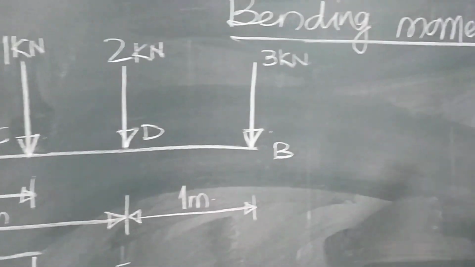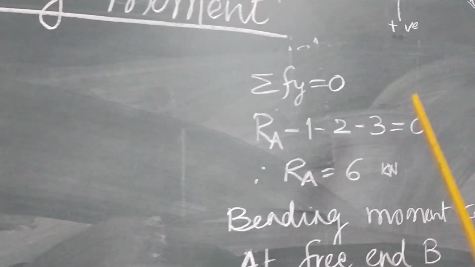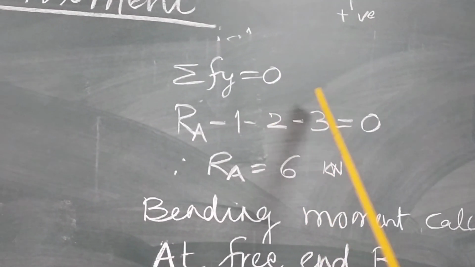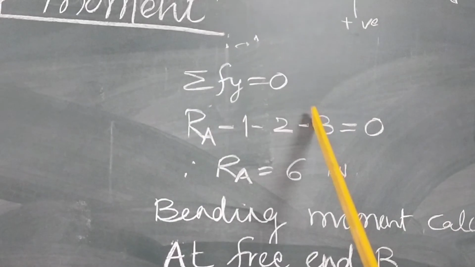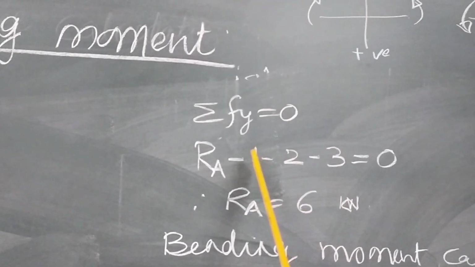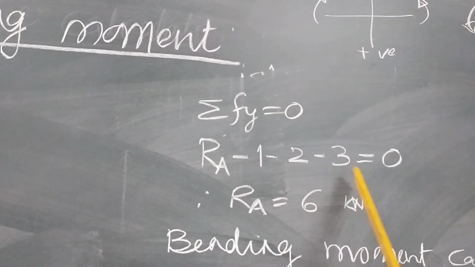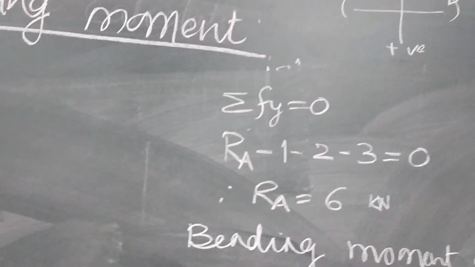So let us calculate reaction using equilibrium identity, summation Fy equal to 0. Applying summation Fy equal to 0, Ra minus 1 minus 2 minus 3 equal to 0. Therefore, Ra is equal to 6 kilonewton.